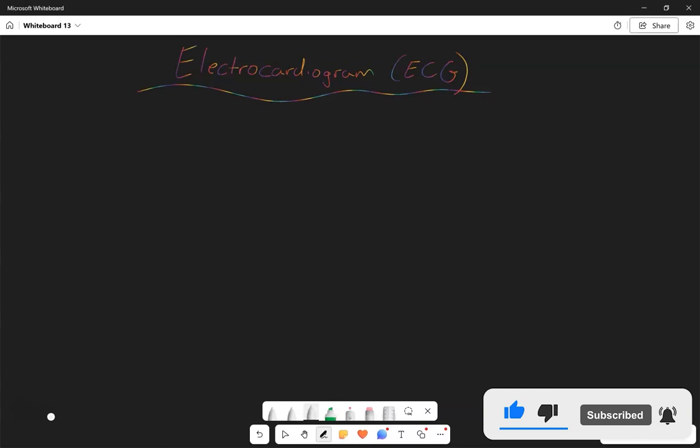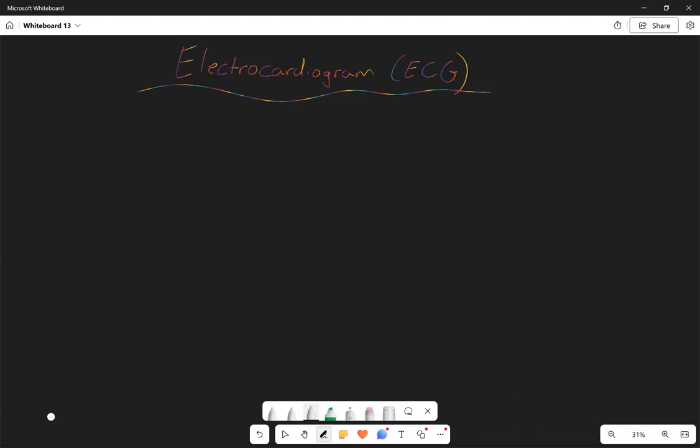What is an electrocardiogram or an ECG? Some people call this an EKG, especially the British who spell cardio with a K, right? So that's where EKG came from. So an ECG or an electrocardiogram is a measure of the electrical conductivity through the heart. And so it's just a measure of essentially the electrical current that is moving through the heart.